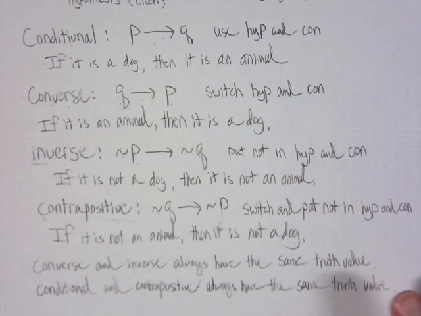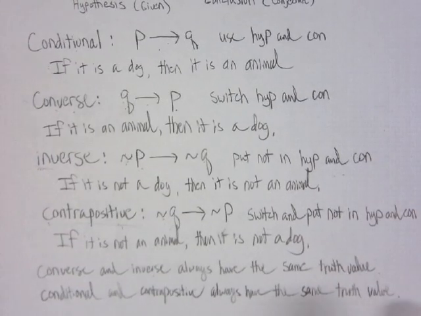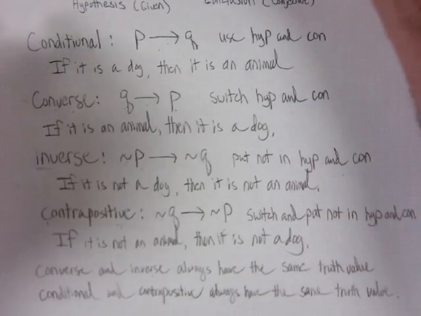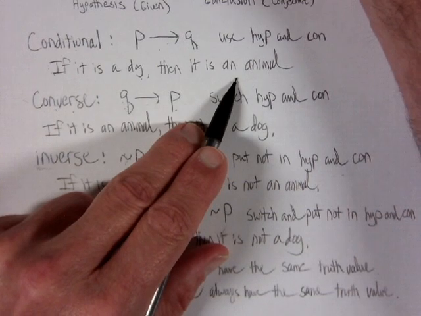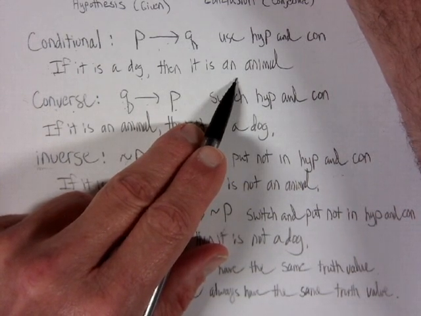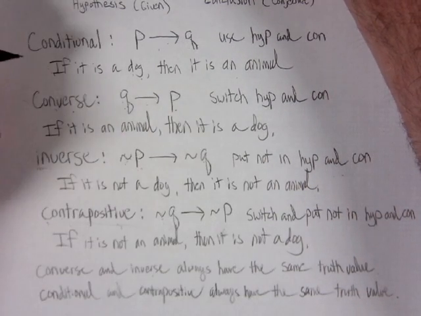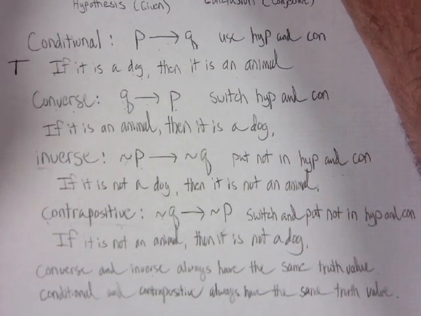Now, let's go through and look at all these statements that we've written and decide whether they are true or false. If it is a dog, then it is an animal. Is that true or false? Well, if it's a dog, then it is an animal. That is true. And remember, for something to be true, it has to be true in all cases.